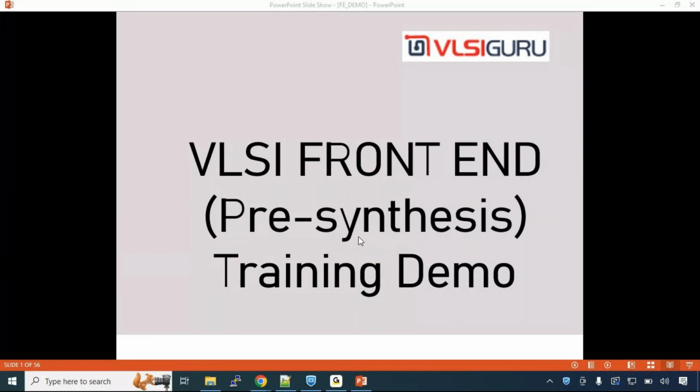So today we'll be doing the demo session for VLSI front-end training. We also call it pre-synthesis training. As we go forward, we will understand that the VLSI design flow has one important step called synthesis. Anything that we do before that is pre-synthesis, also called the front-end domain. Anything that we do after synthesis is post-synthesis, that is the back-end domain. So today's session will be more focused on the pre-synthesis, that is the front-end domain experience.